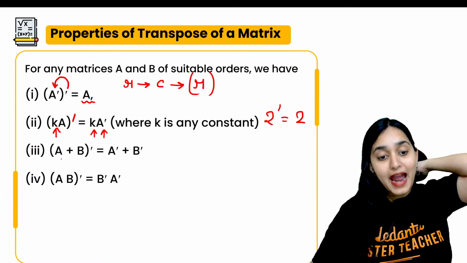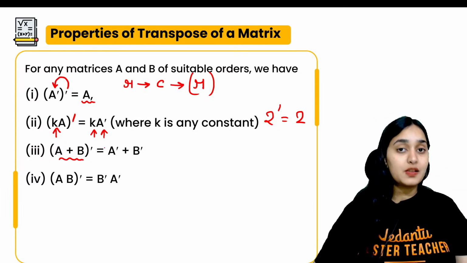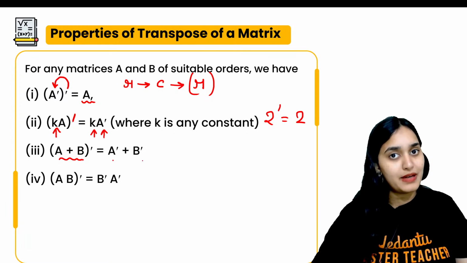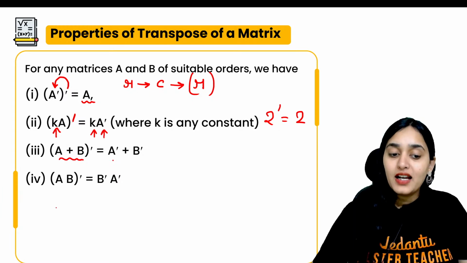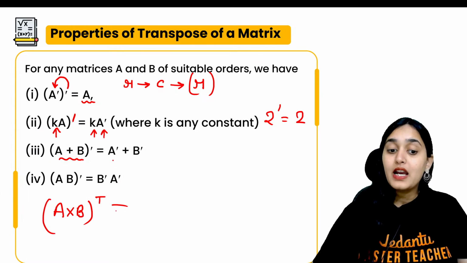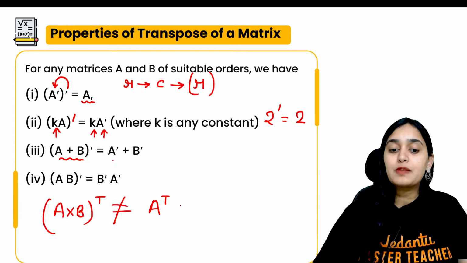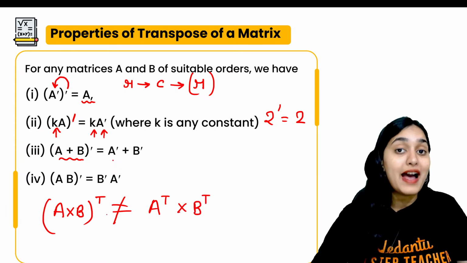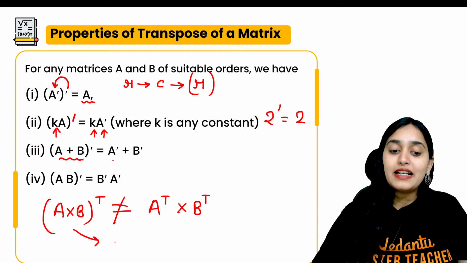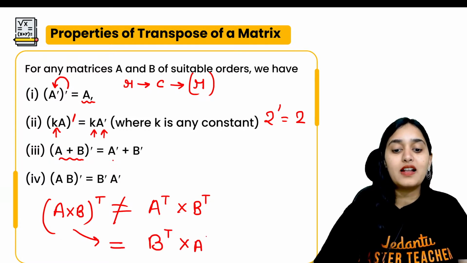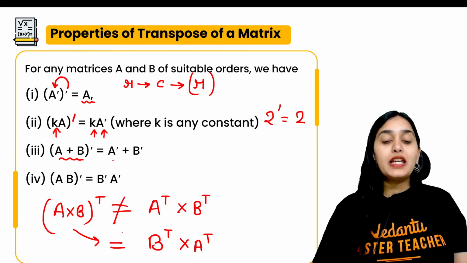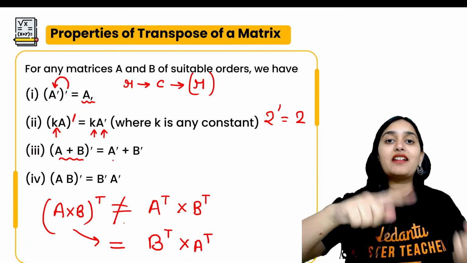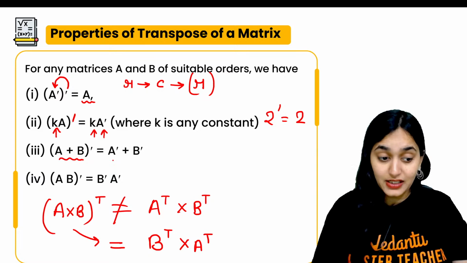Next, when you are adding two matrices, the whole transpose is equal to A transpose plus B transpose. But when you are multiplying two matrices, if you multiply A into B and find the transpose, it is not equal to A transpose into B transpose. Why? Because it is equal to B transpose into A transpose. The order changes. It will be equal to B transpose first, A transpose later. Remember this property, it's very, very important.